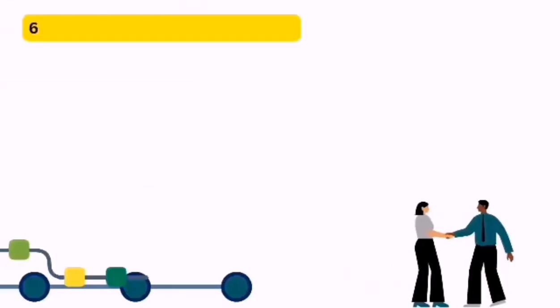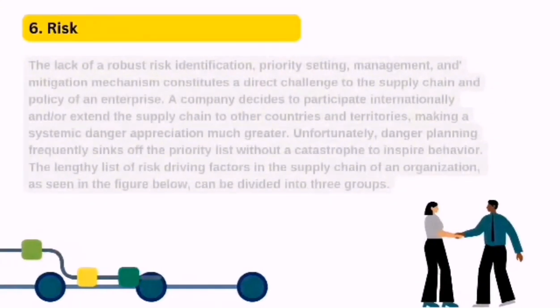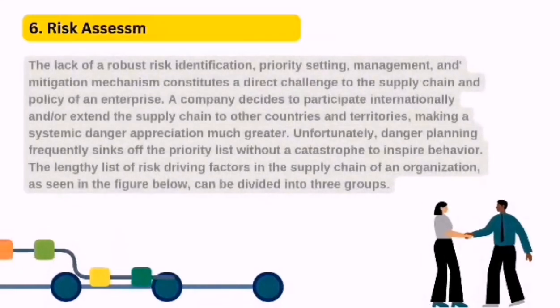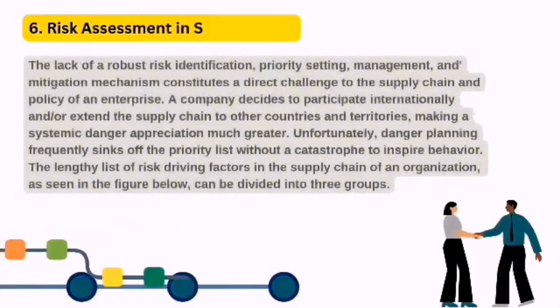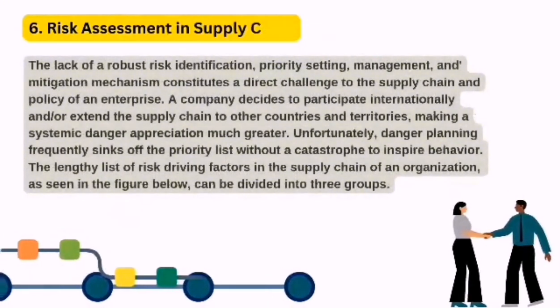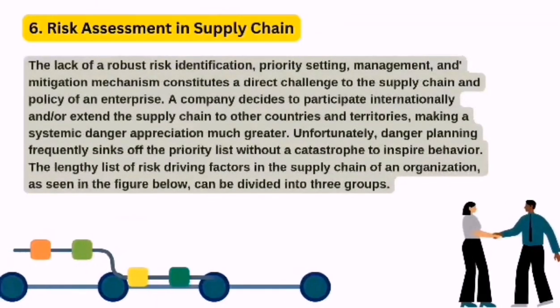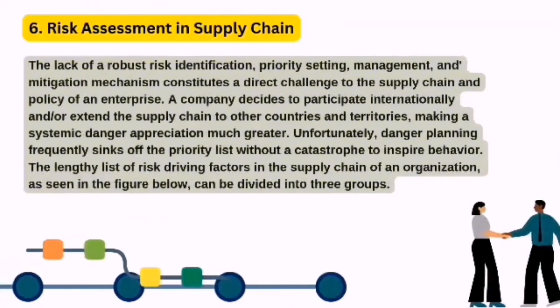Supply chain risk management refers to the process of identifying, analyzing, and evaluating potential risks that could disrupt the flow of goods, services, or information. These risks can arise from various sources, including supplier issues, natural disasters, market fluctuations, geopolitical events, or transportation failures. The goal is to assess the likelihood and impact of these risks and develop mitigation strategies to minimize disruptions, ensure continuity, and maintain the efficiency and resilience of the supply chain.